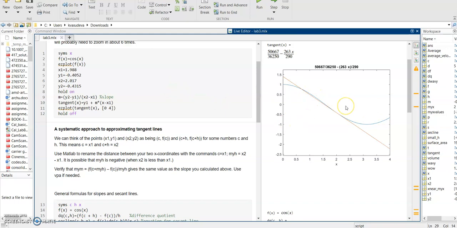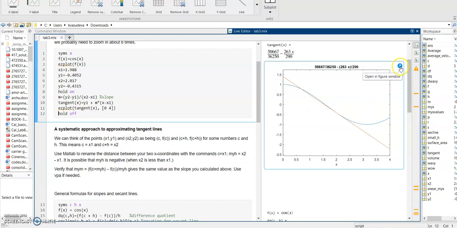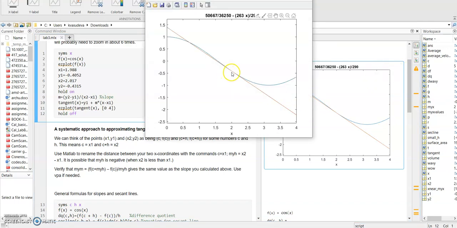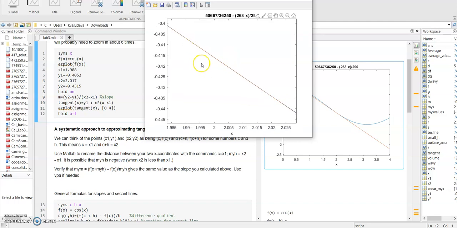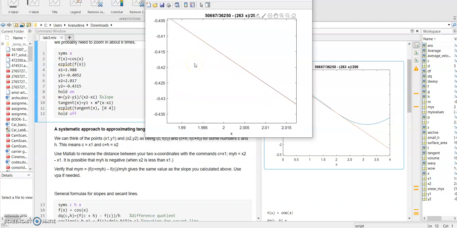Now we need to plot a tangent line at x equals 2. That means you have to have a straight line corresponding to this curve. So open the window and zoom in as much as possible until you see a straight line. Of course, a tangent is a straight line. Try to zoom in at point 2, and make sure that you have point 2.